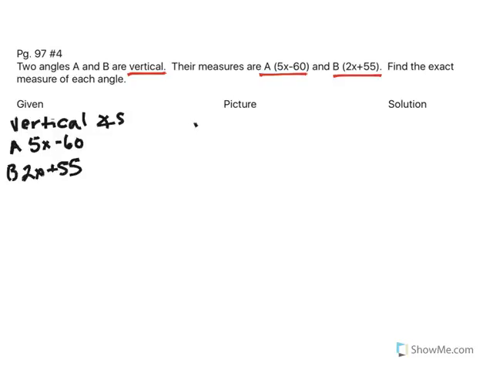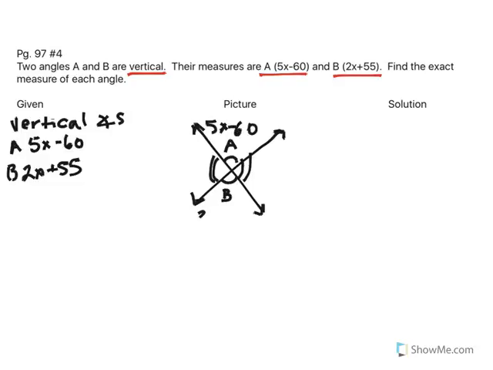Okay, so if we're drawing a picture, remember vertical angles are two intersecting lines that form two sets of congruent angles. This set is congruent, and then this set is congruent. So let's pick a set of our congruent angles and make them angle A and angle B. Let's just do these two. And we know that vertical angles are equal to one another, so the angles will be placed here. So if two things are equal to one another, we can set them equal to one another in order to solve for x. So we have 5x minus 60 equals 2x plus 55.